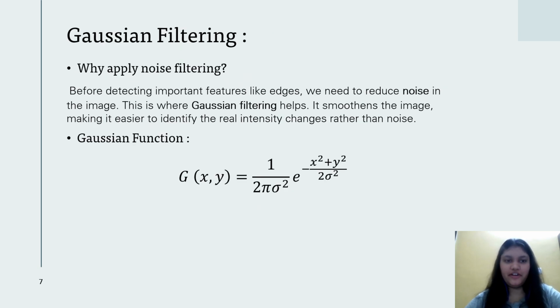Now, Gaussian filtering. Why apply noise filtering in the first place? Before detecting important features like edges and objects, we need to reduce noise in the image. This is where Gaussian filtering comes into play. It smoothens the image and makes it easier to identify the real intensity changes rather than the noise. The mathematical expression for a Gaussian distribution function is shown on the slide.